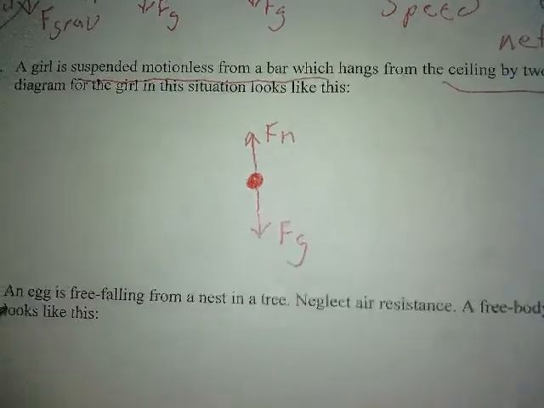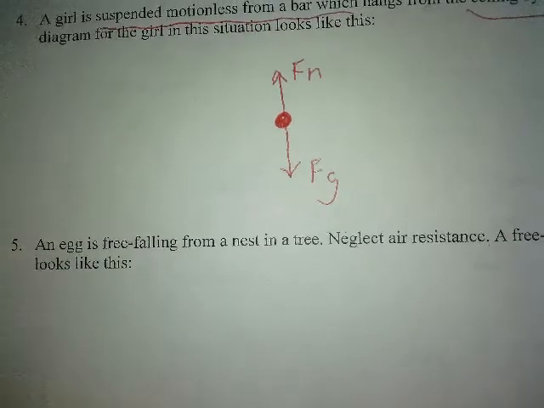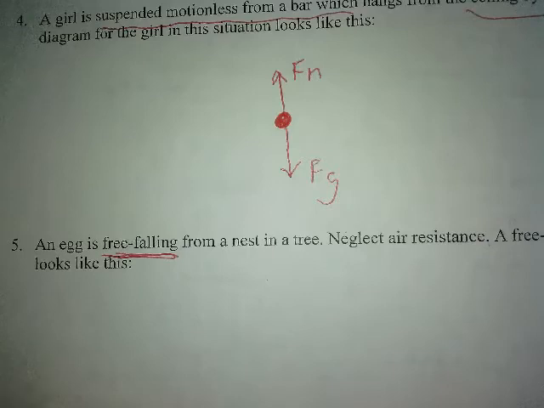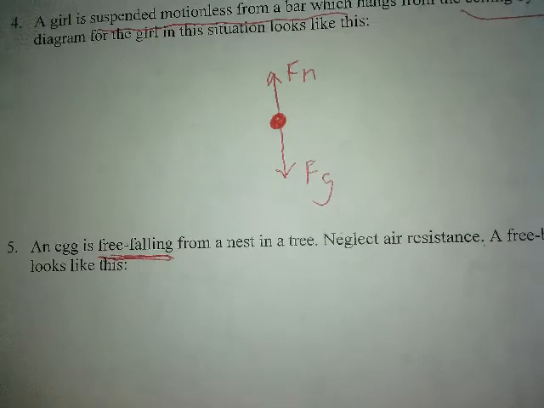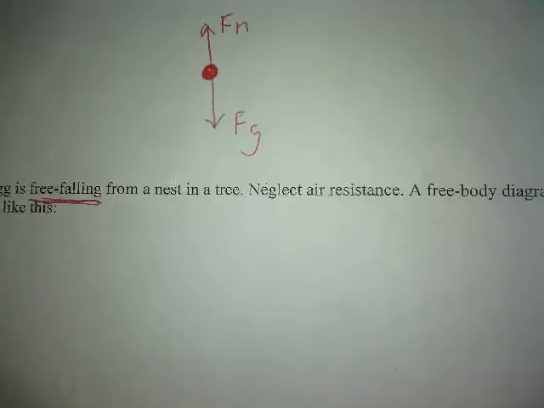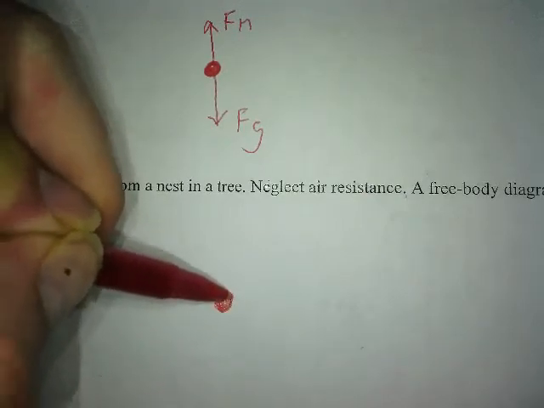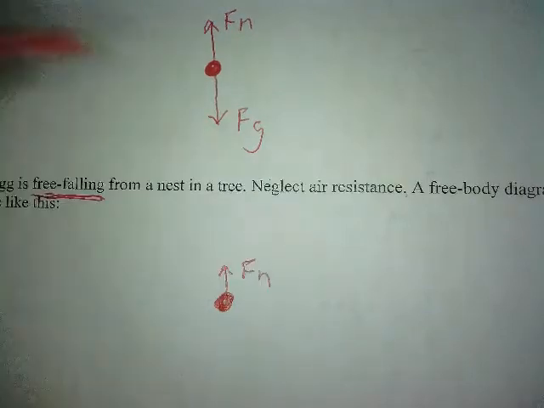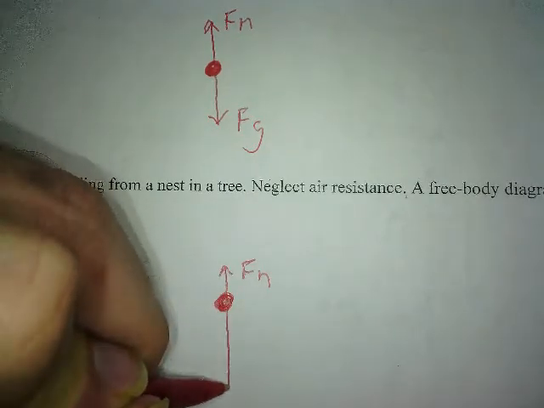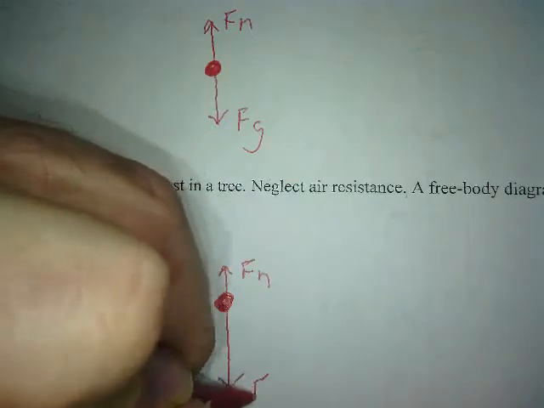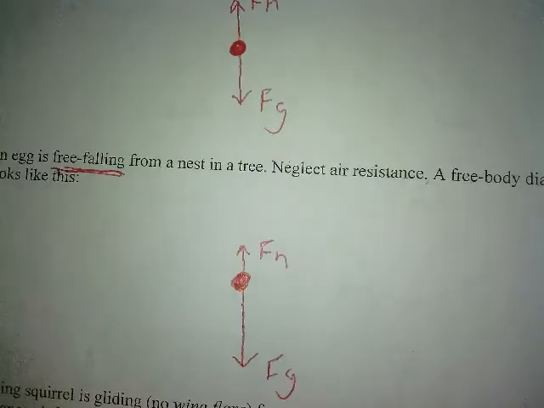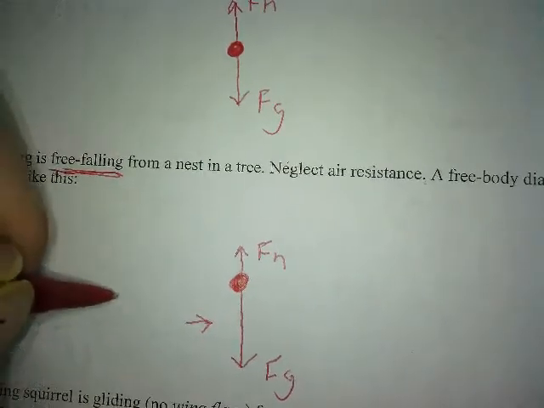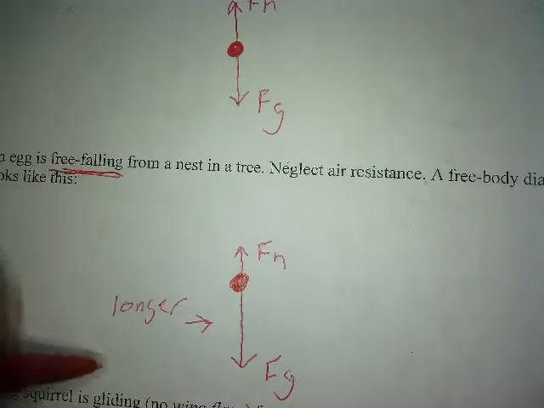Okay, so an egg in a nest is free falling. So we have it free falling, which means it's actually accelerating under gravity after it falls from the tree. So here's our egg. Alright, it's being held up by its normal force, but it's accelerating under gravity, so our gravity arrow is going to be longer. There's no leftward or rightward force, but notice that this arrow is longer because it's actually accelerating under gravity.